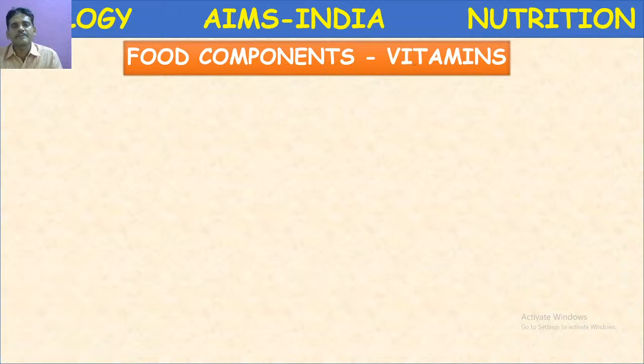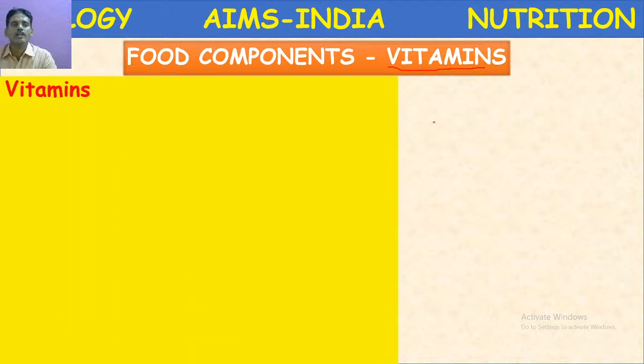Let us know briefly about the history of these vitamins. Actually, these vitamins are called micronutrients. Previously, carbohydrates, proteins, fats, they are macronutrients which are required in large quantities. But here, vitamins are micronutrients. Why are they called micronutrients? Because they are required in small quantities.